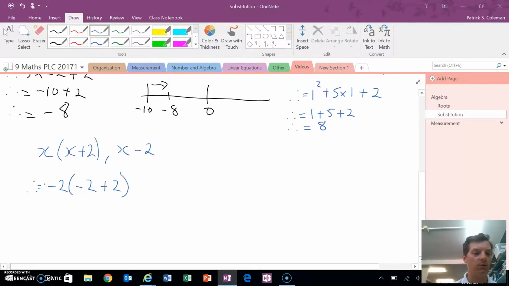So a couple of ways we can deal with this. We can either expand the brackets out, we'll go negative 2 times negative 2 and then negative 2 times positive 2, or we can work in the brackets to start with and then solve. So therefore negative 2, now the value inside of the brackets is going to be 0 because I've got negative 2 and 2, so that's 0. Therefore this expression negative 2 times 0 is 0.